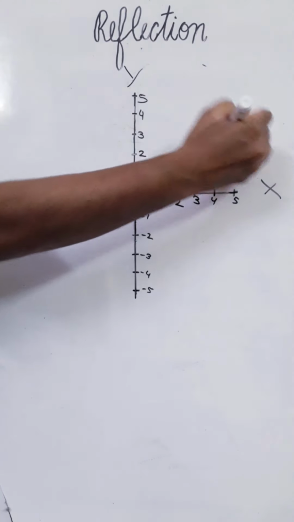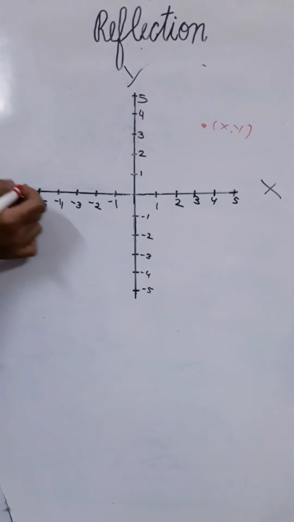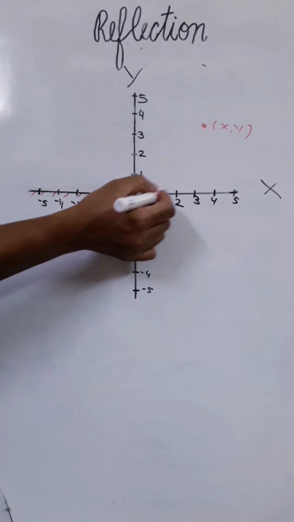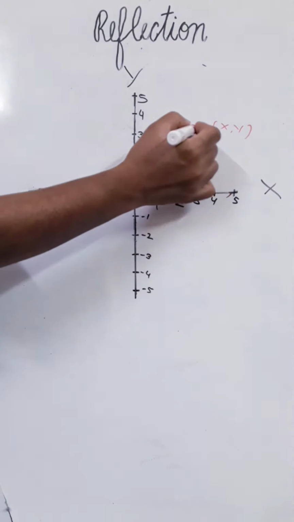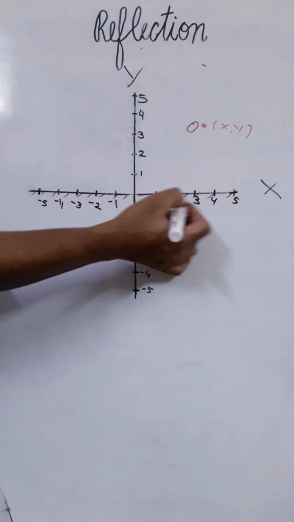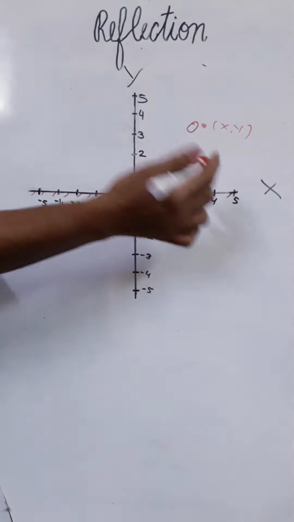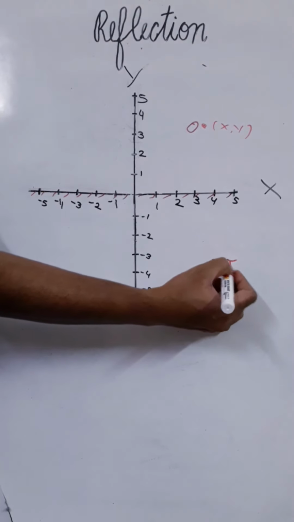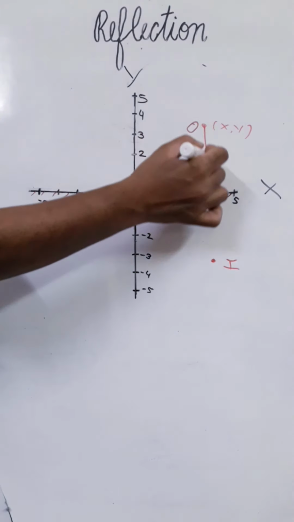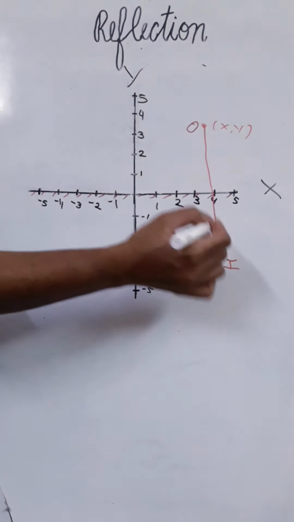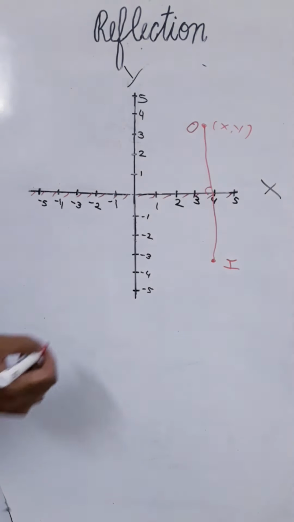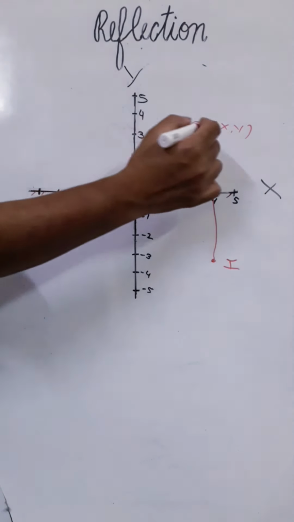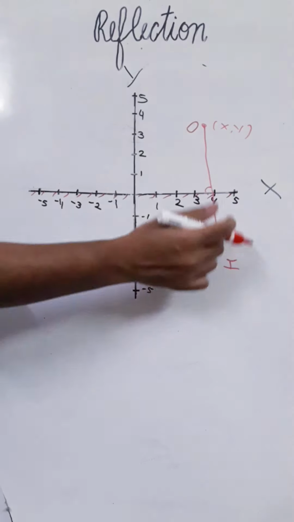Now I am keeping your mirror on x-axis. Here you have a mirror on x-axis. Now this is your object, and mirror is here. So obviously your image will be somewhat here. And this, if I join, this is going to be your perpendicular, and this distance and this distance will be equal. So here both of these distances are going to be equal.